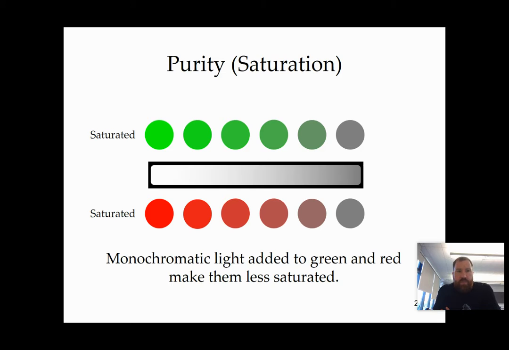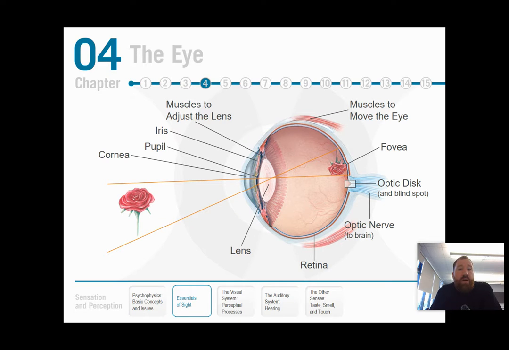Okay, so that's light. Now let's talk about our light detectors, the eye. You need to know all of the parts of the eye. There's really nothing else to it. You're going to need to know how light comes into the eye and how we then understand it in all of the parts.